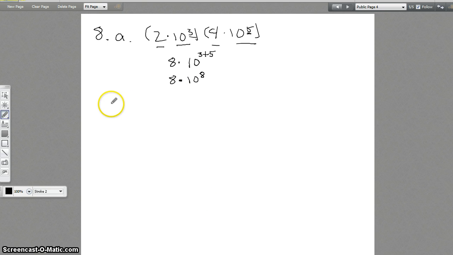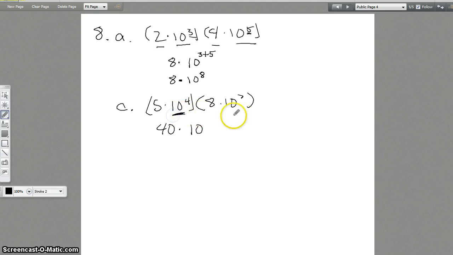Okay, so we're going to skip down and look at part C now. Part C has 5 times 10 to the 4th multiplied by 8 times 10 to the 7th. So we start off by multiplying our numbers. 5 times 8 is 40. And then we're going to multiply our powers of 10. We have 10 to the 4th times 10 to the 7th. So this is going to be 10 to the 4 plus 7. 4 plus 7 is 11.